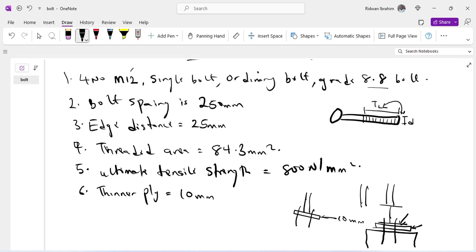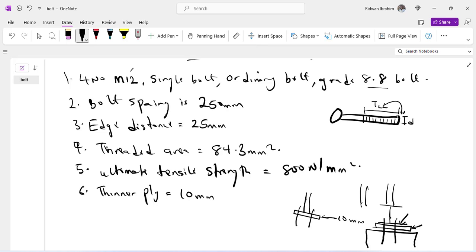So in order to know your thinner ply, it is actually the thinner of the two. So you have to confirm which one is thinner. Is it the flange of the UC beam here, or is it the thickness of your base plate? Whichever is the smallest, that is what you will record as your thinner ply.